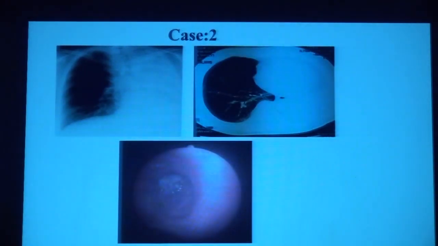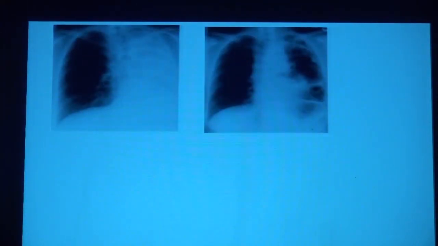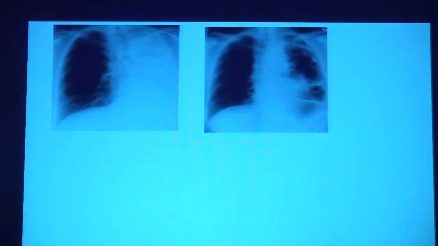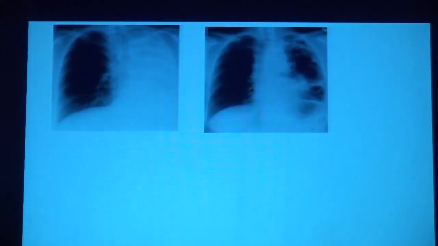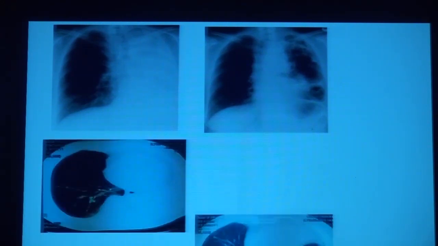CT picture of the same patient. The left main bronchus totally obstructed with a tumor. This is before and after extraction of the endobronchial tumor that totally obstructing the left main bronchus. The CT before and after.